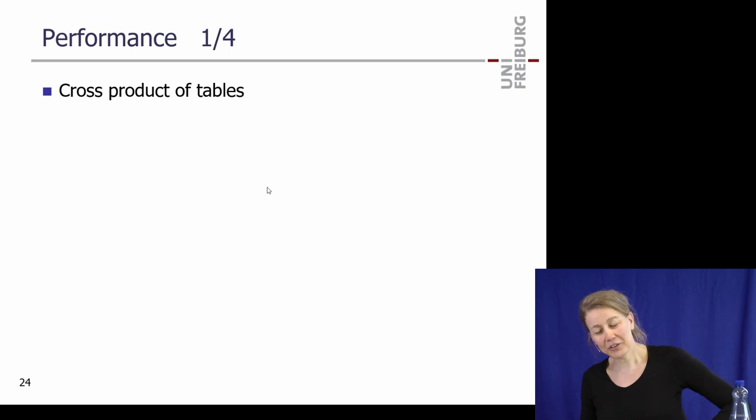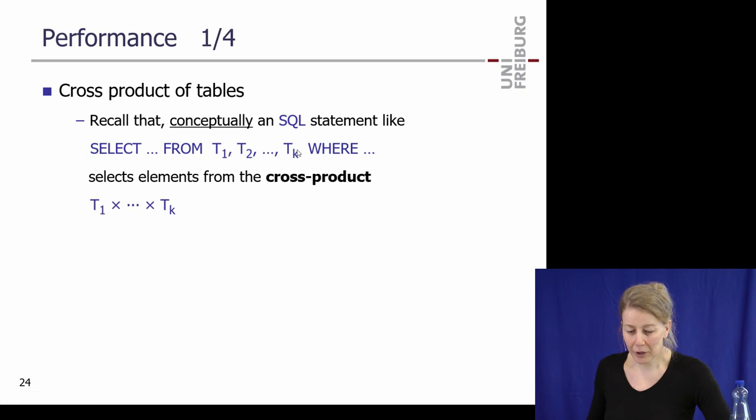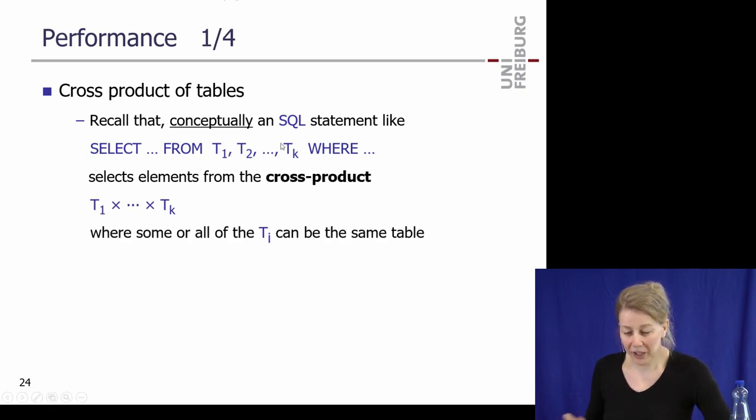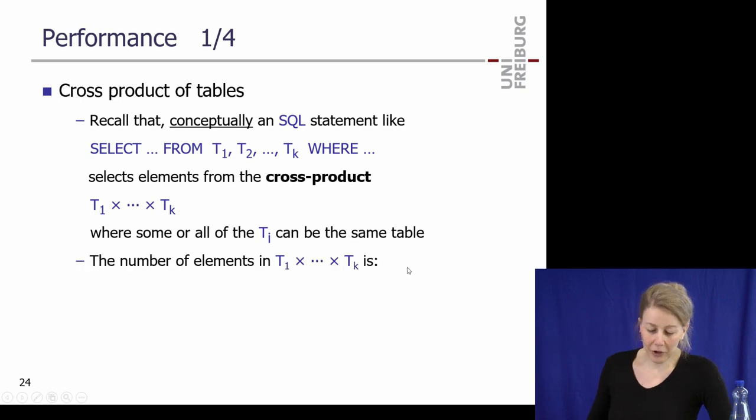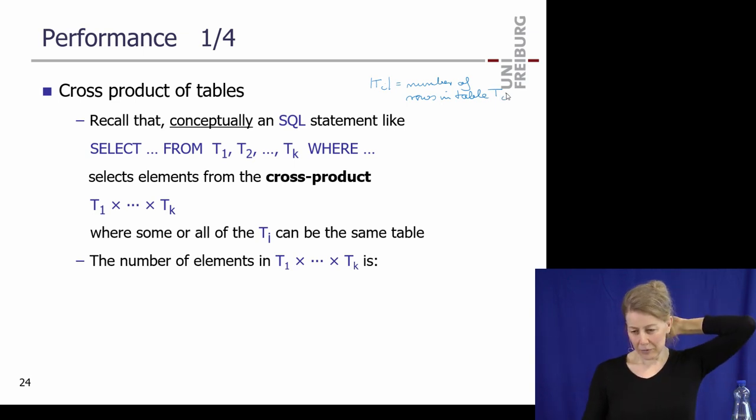So there was a very good question asked earlier. And before I go to the question, let me just repeat. If I do something like this, where I have multiple tables, which all or some of them could be the same table, it doesn't matter, it's the cross product. Before I proceed, what's the number of elements in a cross product? So if Ti is the number of rows in table i. Yeah? Number of rows to the power of k.